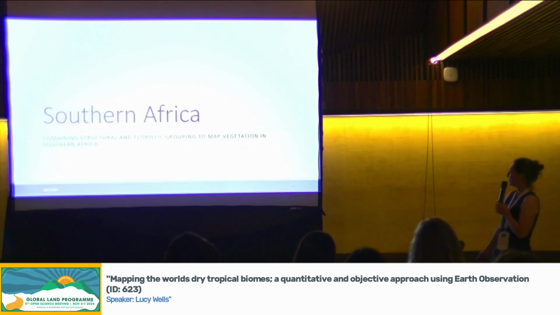And then looking at Southern Africa. Again, there's lots of different types of biomes there, often named in terms of their floristic composition, and we were interested in finding out whether floristic composition matches our structural approach.